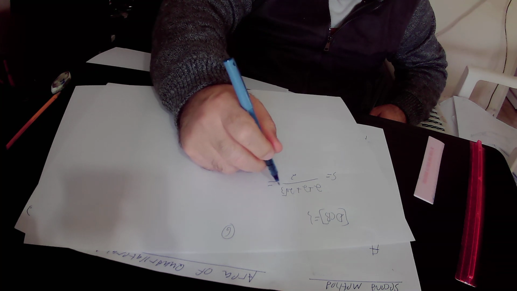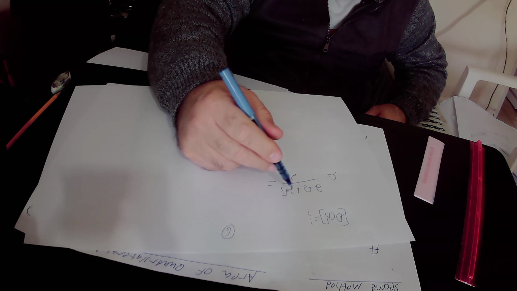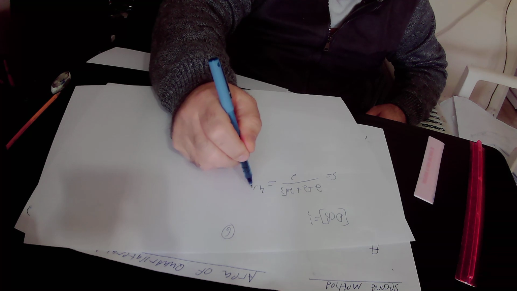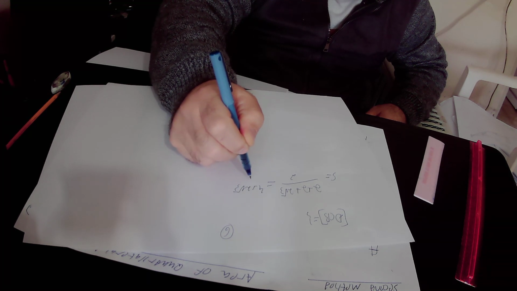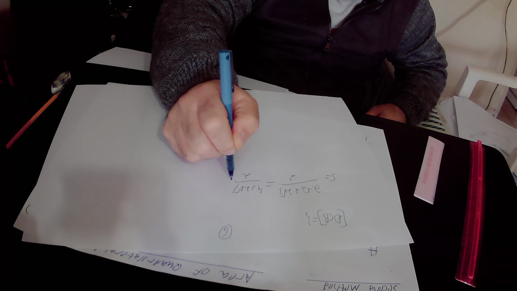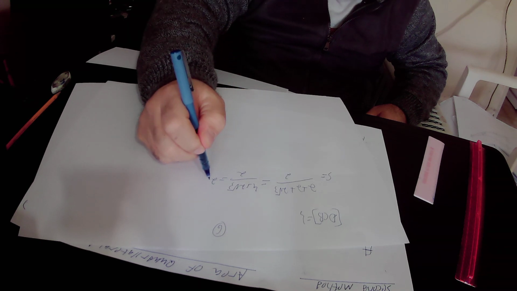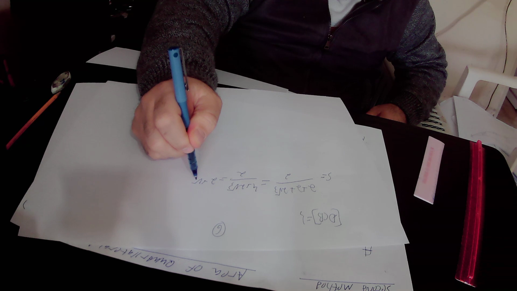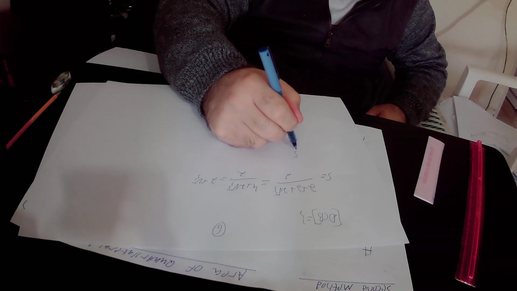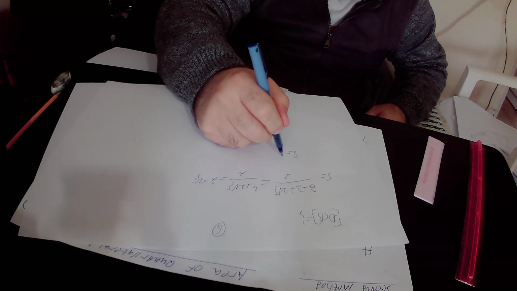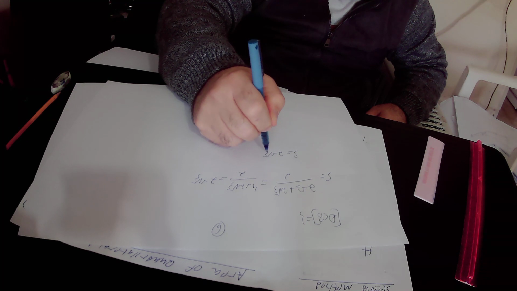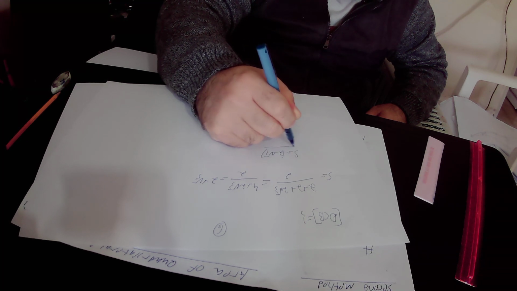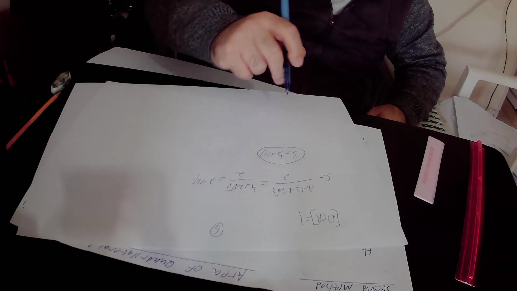S is the abbreviation for semi-perimeter. So the semi-perimeter of triangle DCB equals 2 plus 2 is 4, plus 2 times square root of 3, over 2. 4 over 2 is 2. 2 times square root of 3 over 2 is square root of 3. So we found out that the semi-perimeter of triangle DCB equals 2 plus square root of 3 units.